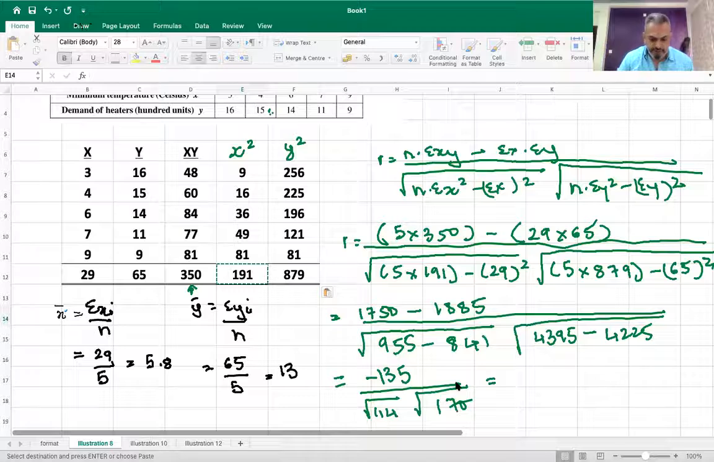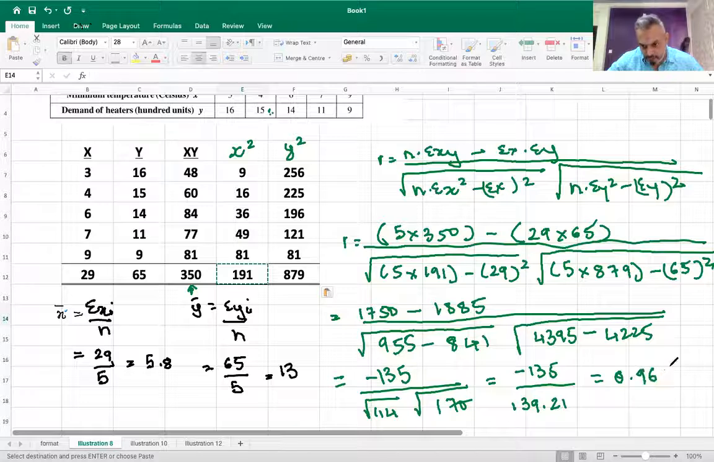which is equal to, now we have a shortcut for this, that's very simple, 114 into 170 is equal to 19380, then under root it comes to 139.21, minus 135 upon 139.21, which is equal to, so 139.21, then press divide, then equal to, then into 135, which comes to 0.9697. So round off to 0.97.